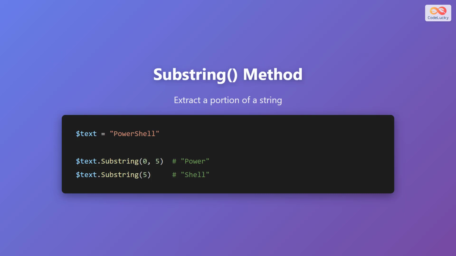The substring method extracts a portion of a string starting from a specified position. Here we have a variable named text containing PowerShell. When we call text.substring with arguments 0 and 5, it extracts 5 characters starting from position 0, which gives us Power. If we call text.substring with just the argument 5, it extracts everything from position 5 to the end of the string, giving us Shell. Remember that string positions start at 0, so the first character is at position 0, the second at position 1, and so on.